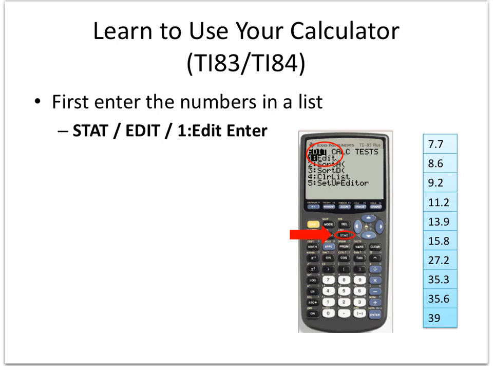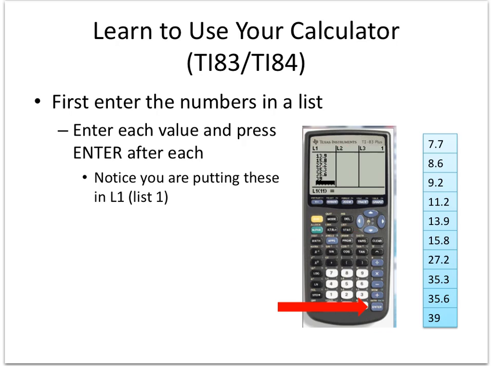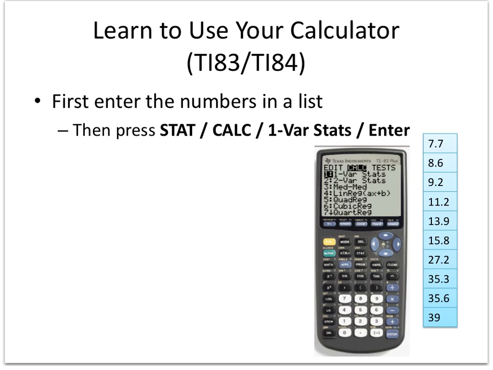You'll see me mention this every time we have to put data in the calculator. You click Stat, and this is for a TI-83 or 84. Then up here, Edit, and then press Enter. Then you just start typing these in and press Enter after each one. So type 7.7, press Enter. 8.6, press Enter. And notice this L1 right here just means you're putting this in list 1. You have other lists here as well.